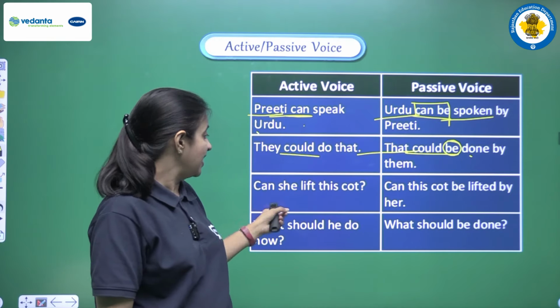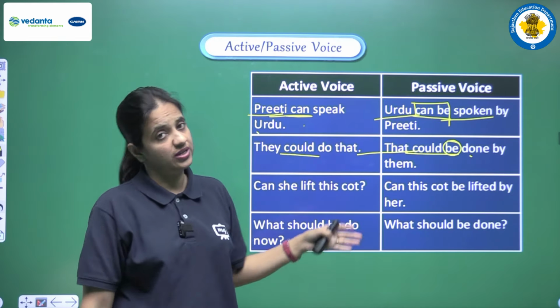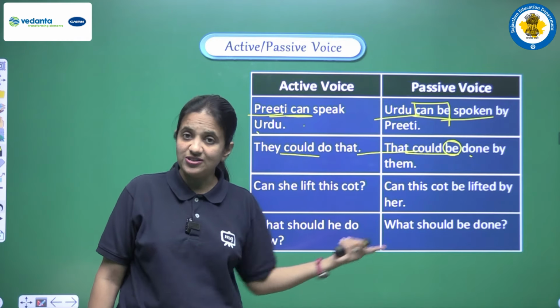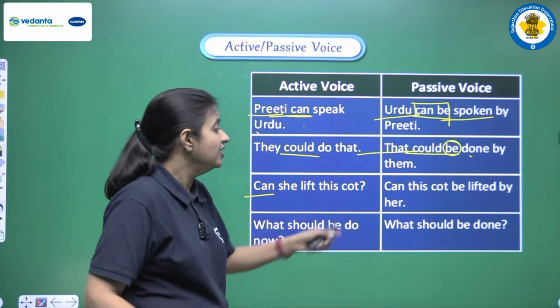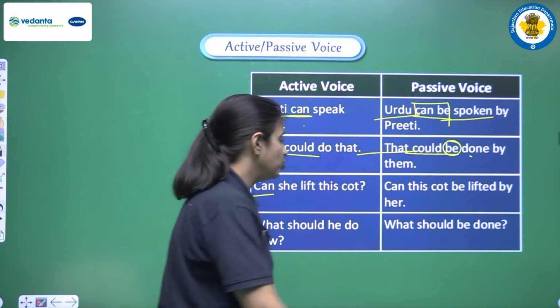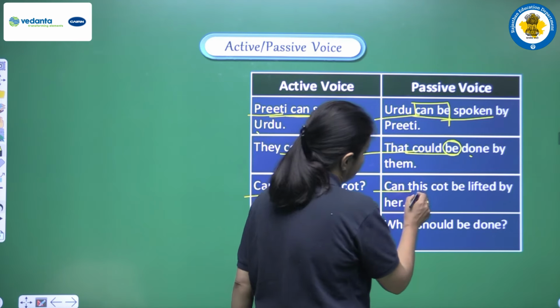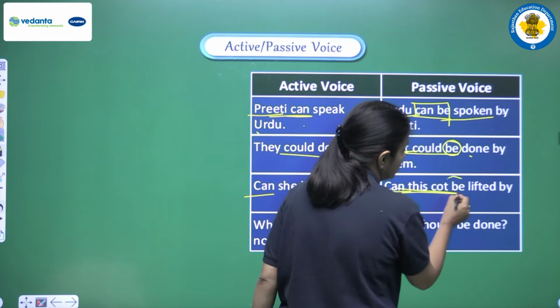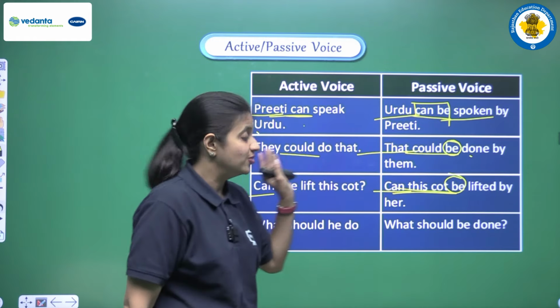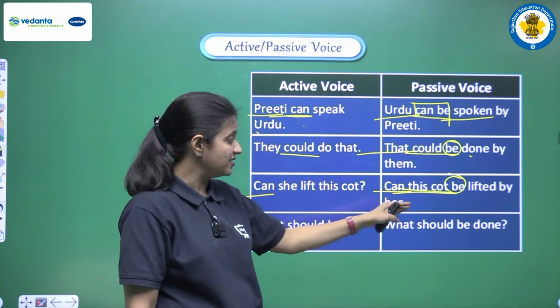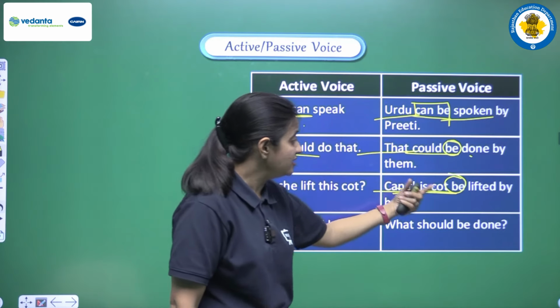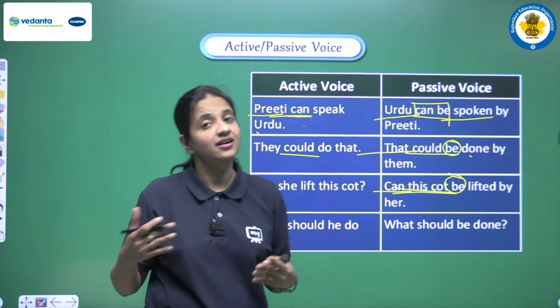Next example, can she lift this coat? So yes, we can have interrogative sentence also, and here we are having can as a modal. So in this sentence also we have to use the same modal can, and then we are writing this coat, and here we are adding be. So here we are having the sentence, can she lift this coat, and now the passive voice that we are having is, can this coat be lifted by her?